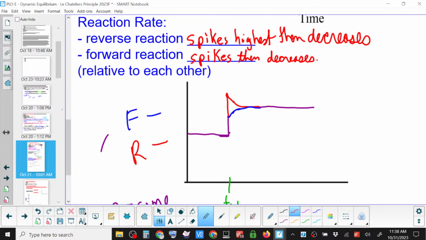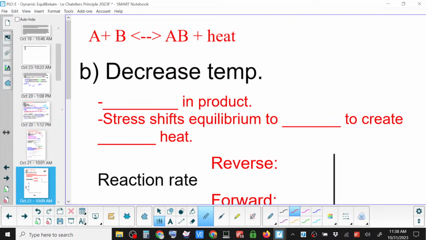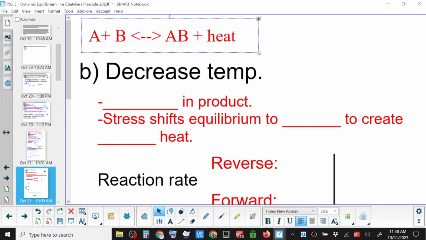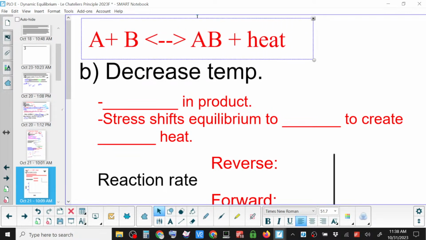Good. So for the next one, exactly the same reaction. Let's do that again. But now I want to see your drawings, now that you've seen it once and you have your old one to refer to. Let's decrease the temperature.